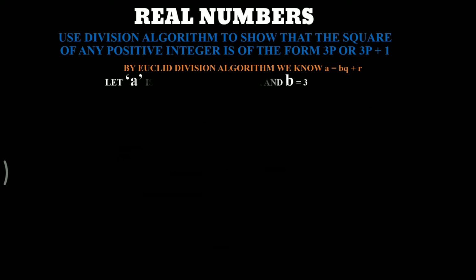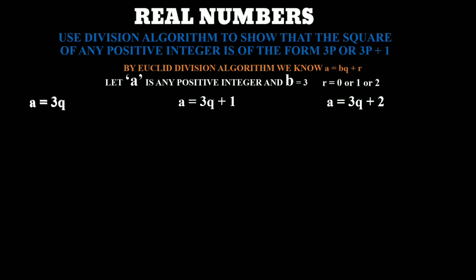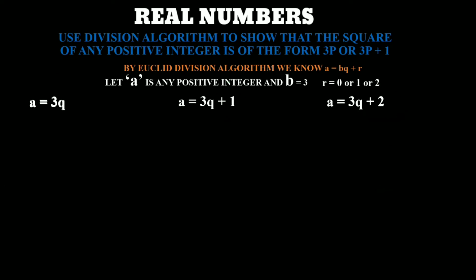I assumed that a is any positive integer, and according to the given question b is equal to 3. As b is equal to 3, we get three different cases, that is r equal to 0, 1, 2, and the three cases are a is equal to 3q, a is equal to 3q plus 1, and a is equal to 3q plus 2. What I did here is just replace b with 3 and r with 0 in the first case, 1 in the second case, and 2 in the third case. Therefore I got three different cases. Let me solve all these three cases.